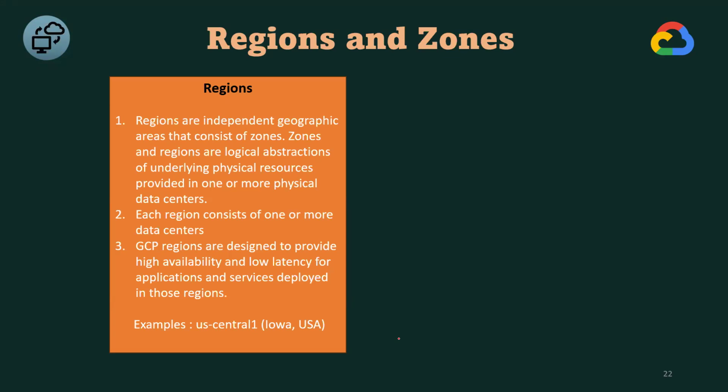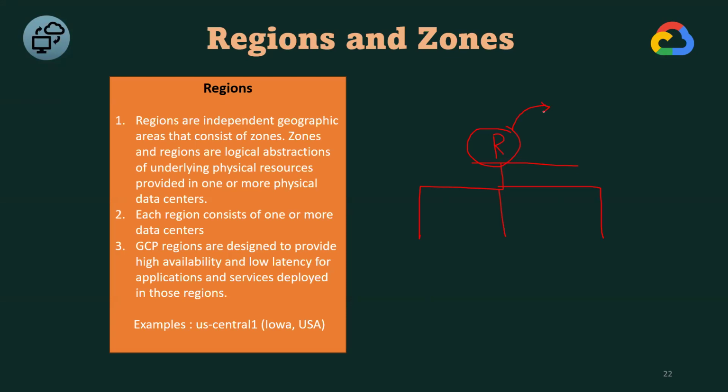How they have divided, they have divided in a logical abstraction, so that you may be having some resources in one region that may not be available in one more region. So they have their own logical abstraction behind that to divide the resources for the regions and zones. And each region consists of one or more data centers. And as I already told you, if I take a region, that region has multiple zones. Okay, so this is one more thing, guys.